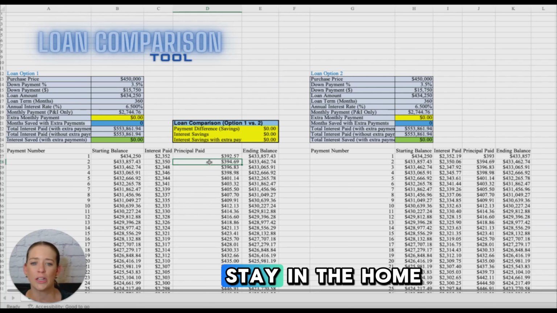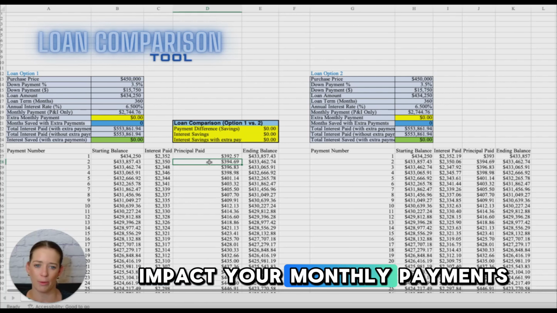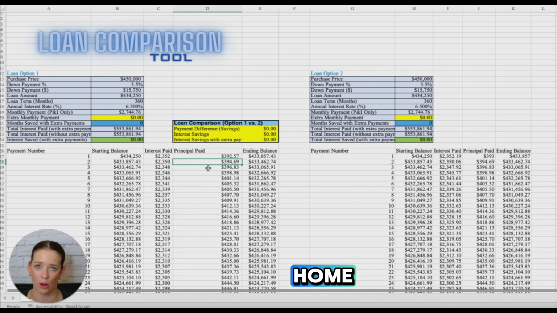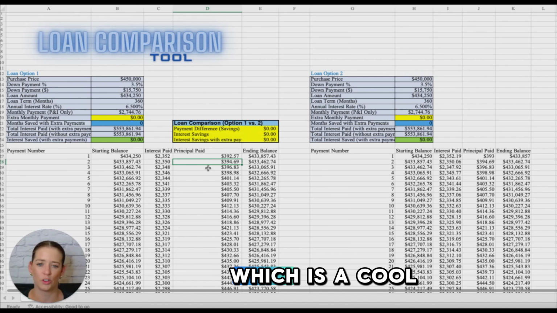So the longer you stay in the home, the more and more impact your monthly payments have on the equity you have in the home. So you're going to be gaining equity faster the longer you stay in the home, which is a cool feature.